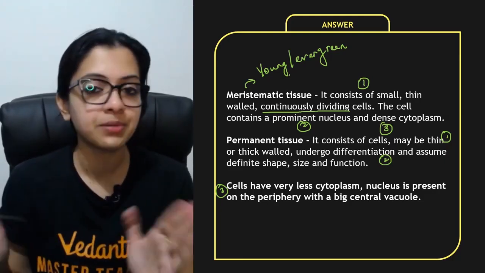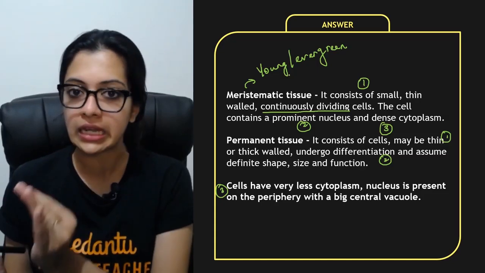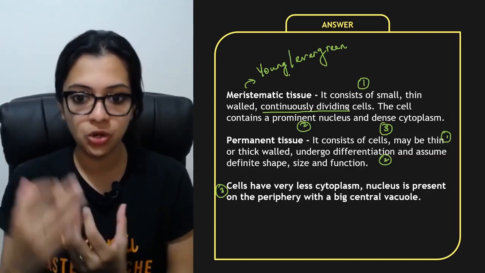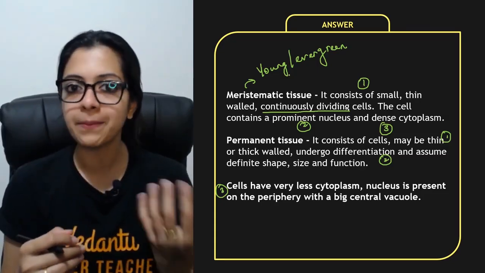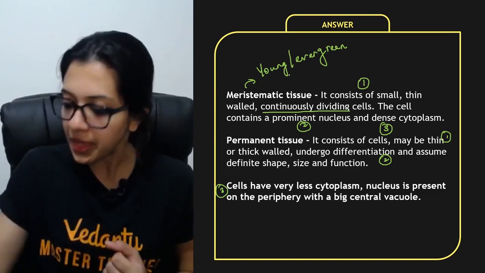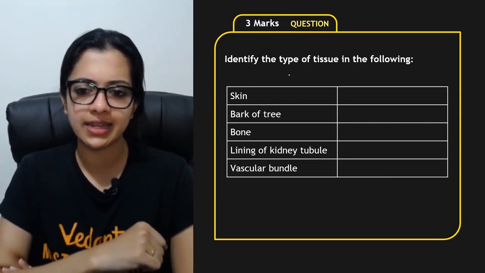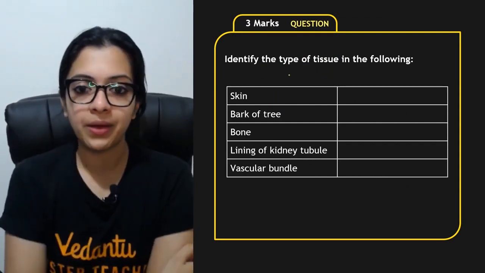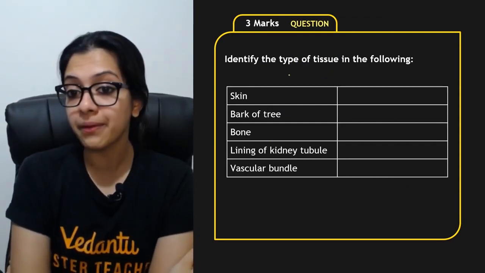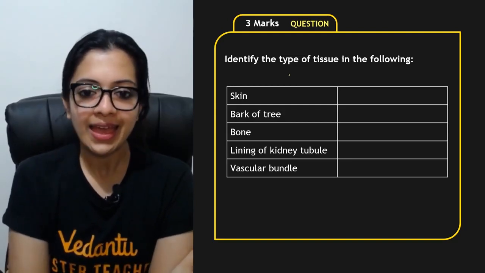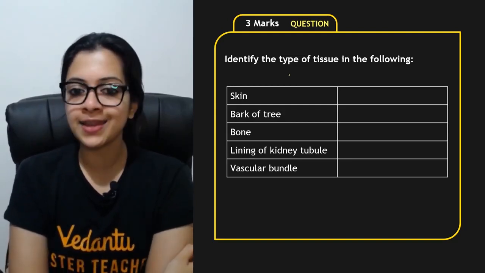And remember the subtypes of them as well: apical, intercalary, lateral, which is based on position. Permanent tissues may either be simple or complex. Right, children? So, yes, I think that gives you a good understanding about this. Now comes another one. Identify the type of tissue in the following. Skin and then bark of tree.